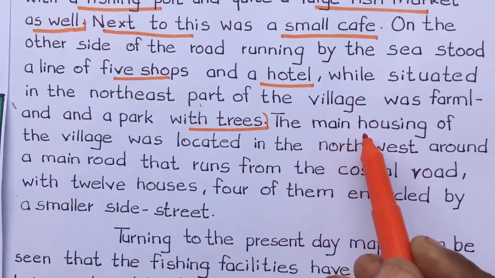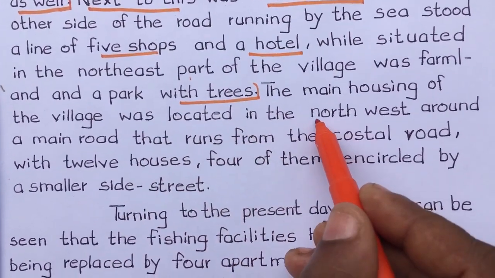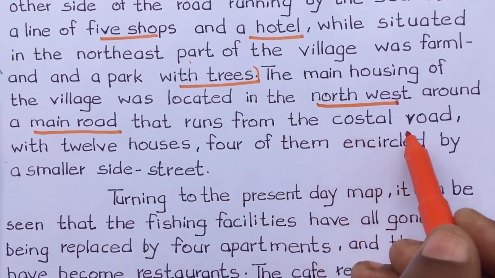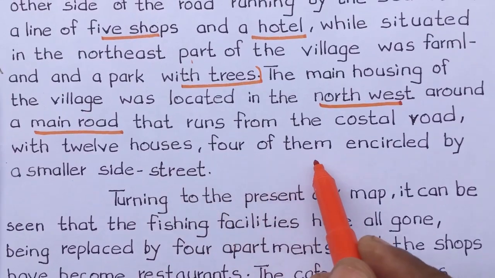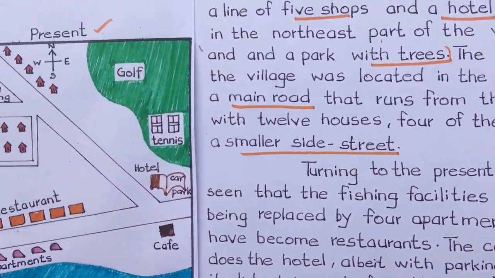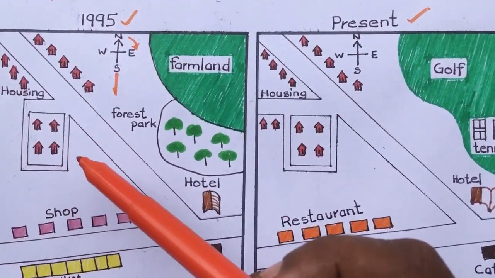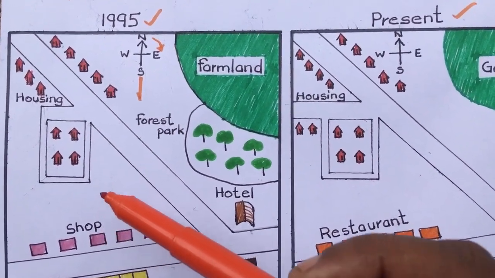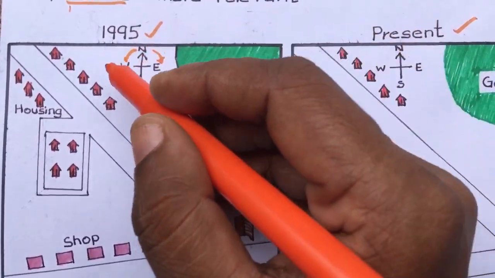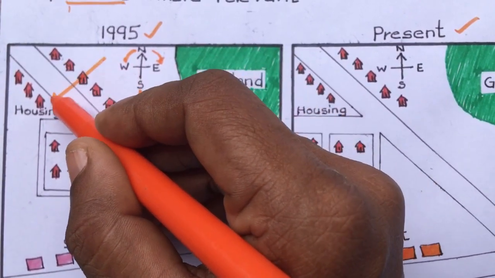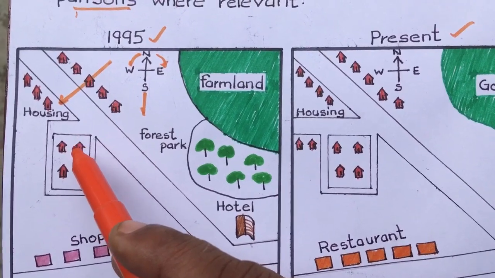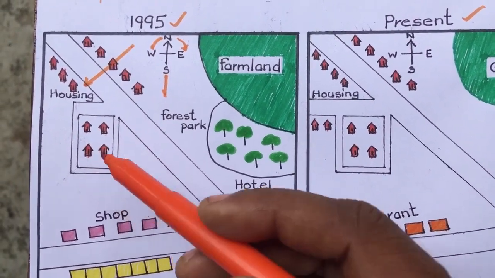Got it? The main housing of the village was located in the northwest, around the main road that runs from the coastal road, with 12 houses, 4 of them encircled by a smaller side street. Let's move to the diagram. I will explain exactly. The main housing of the village is located in the northwest. Okay, northwest, main housing. You can say this is the northwest.